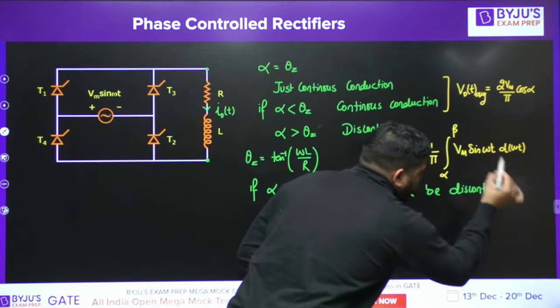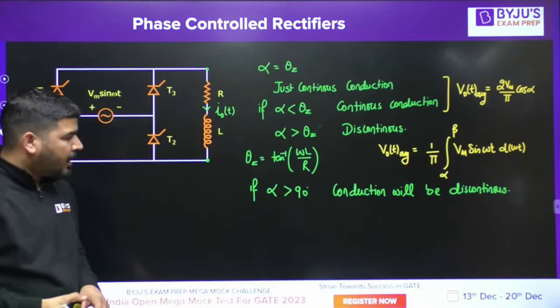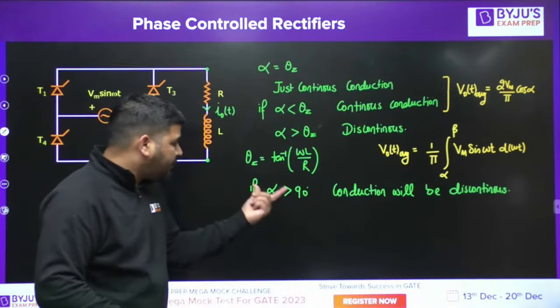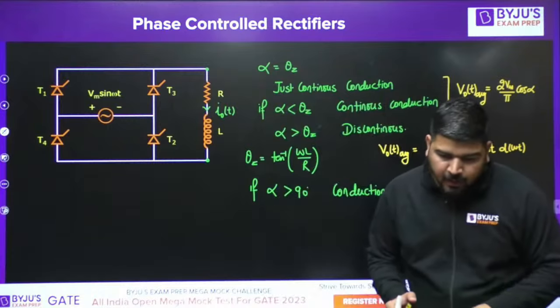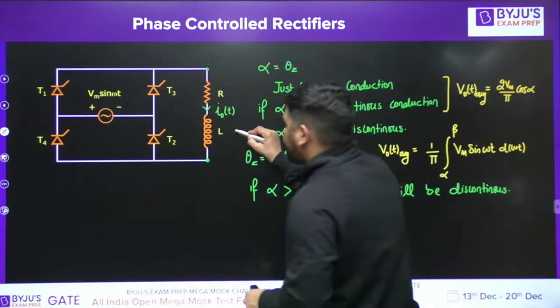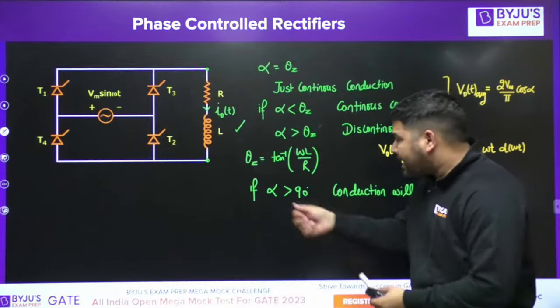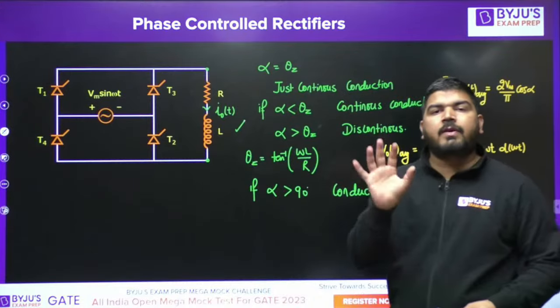Conduction will be discontinuous. Let me repeat it again. I told you, if alpha is greater than 90, whatever value for L you take, you can take L up to infinite, no problem. If alpha is greater than 90 degree, conduction will always be discontinuous.